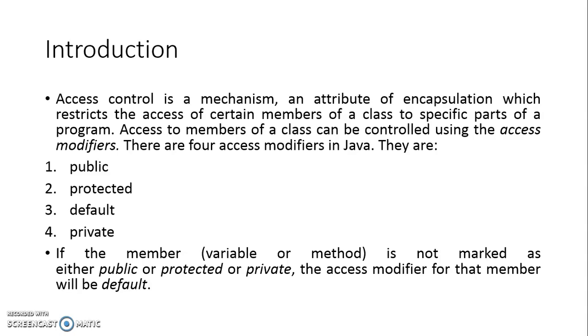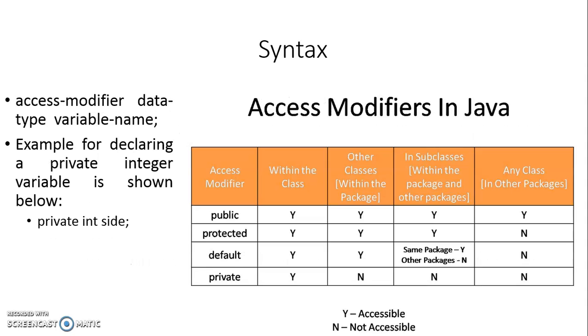If the member is not marked as either public, protected or private, the access modifier for that member will be default. Now how to specify the modifier? We first write down which type it is, whether it is public, private or protected. Then you specify the data type and variable. Before declaring the variable, you have to specify which type of modifier you want. For example, here is my variable site of type int and it is of type private. So this is a private member of a class.